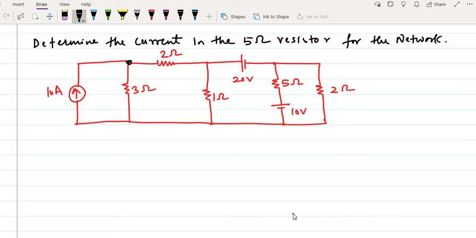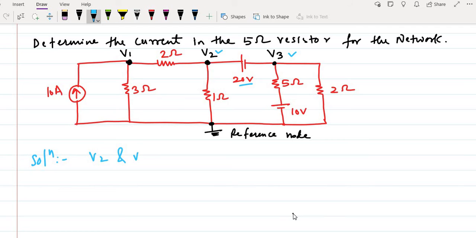Now first you have to find how many nodes are present in this circuit. This is the first node, name it V1. This is the second node, name it V2, and this is the third node, name it V3, and this node is called the reference node. Now if you see, this 20 volt source is connected between V2 and V3. So V2 and V3 form a supernode, because by the definition, if a voltage source is connected between two nodes, those nodes are called a supernode. Solution: V2 and V3 form a supernode.